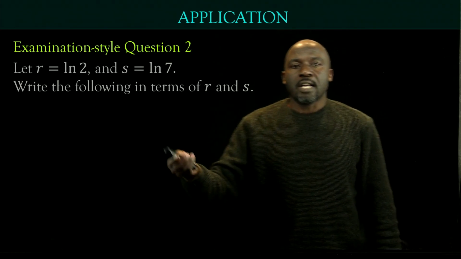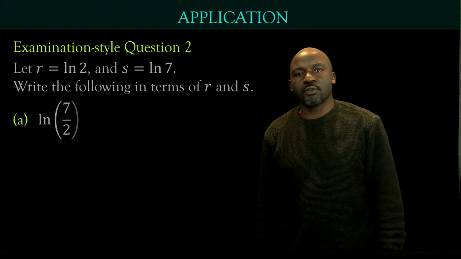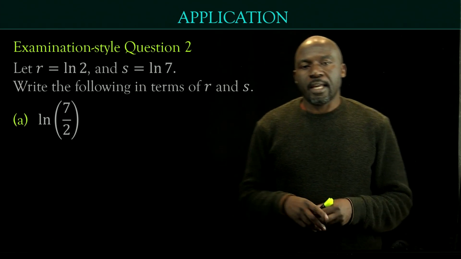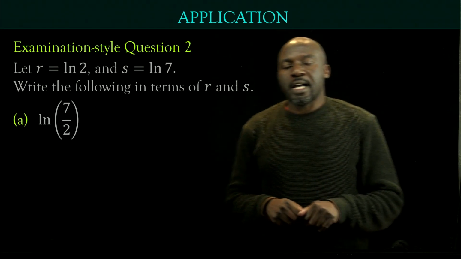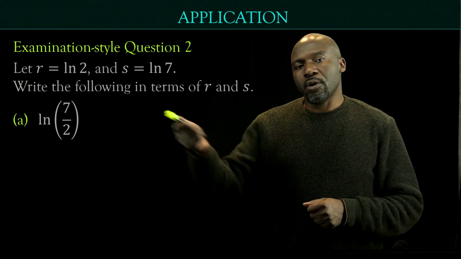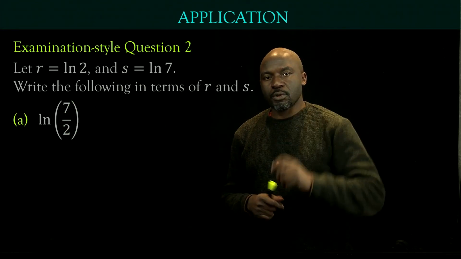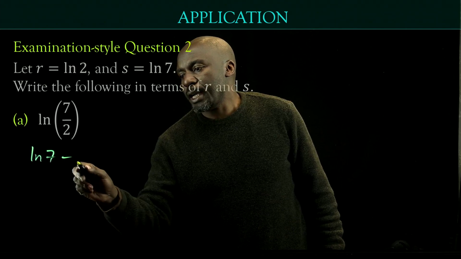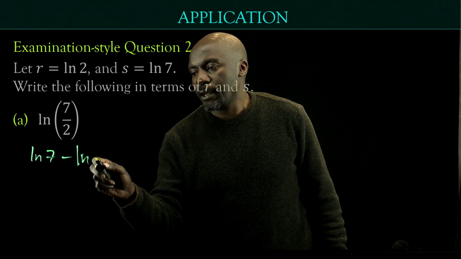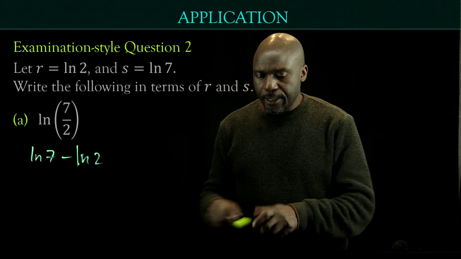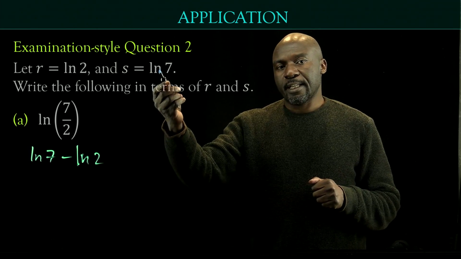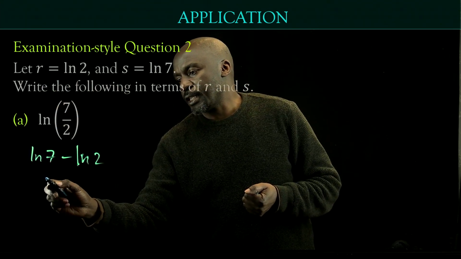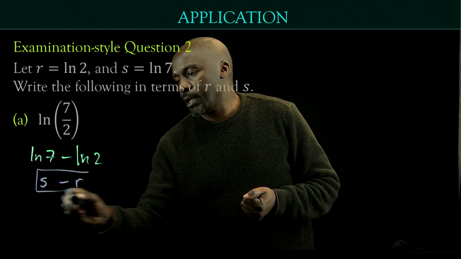Right, so let's look at this one. Write the following in terms of r and s. The first one, we want to express in terms of r and s. We are given ln of 7 over 2. By way of the quotient law, because the argument is a quotient, in other words a ratio of 2 numbers, we must express this as ln of 7 minus ln of 2. We were told that ln of 7 is s, and ln of 2 is r. Therefore, I can simply express this as s minus r, and I'm done with this one.